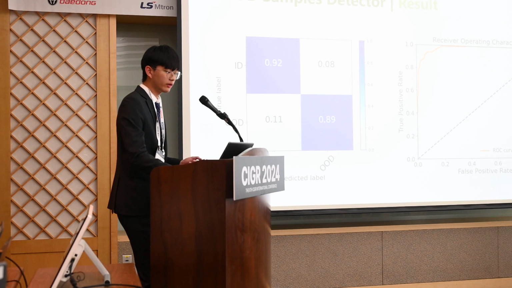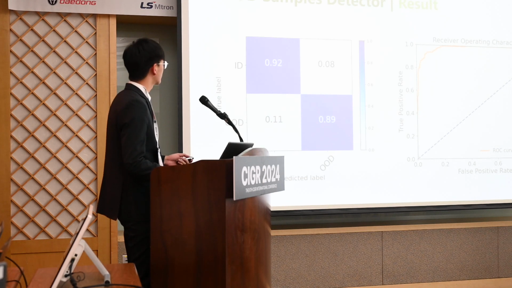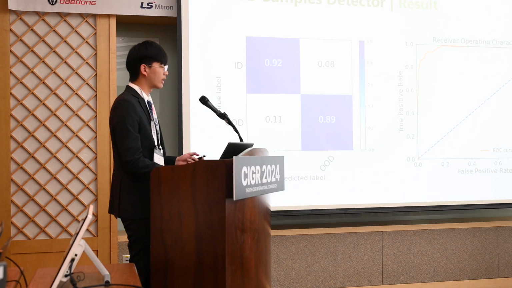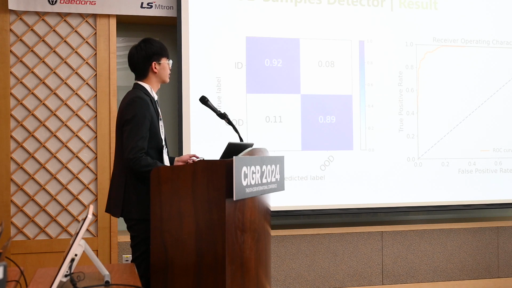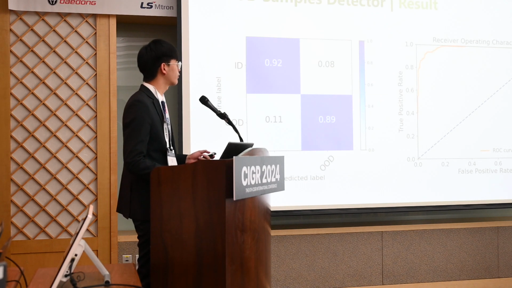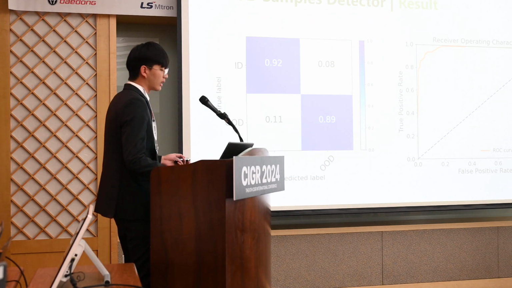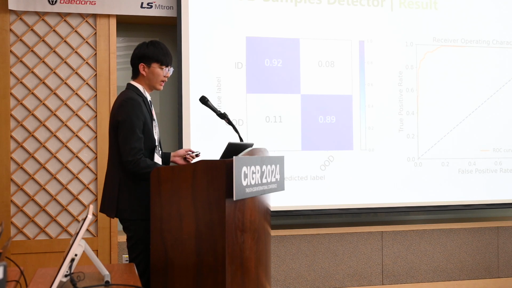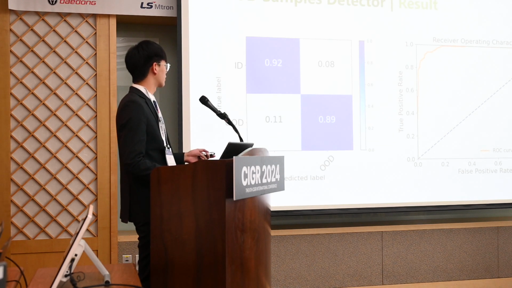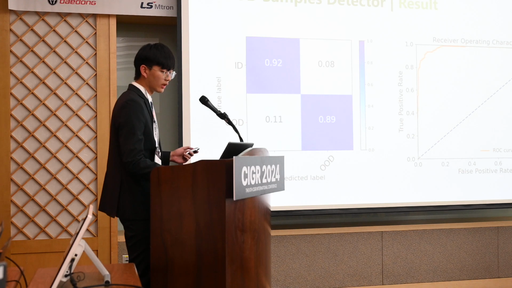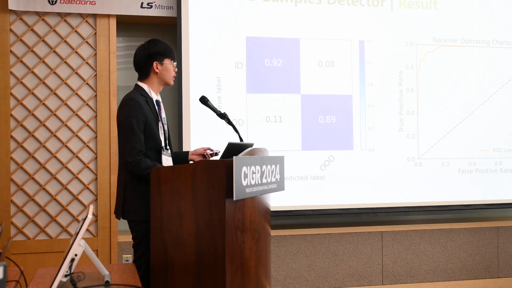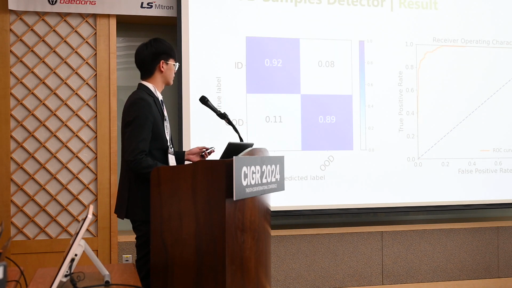And for the result of the OOD sample detector, the confusion matrix and the receiver operating characteristic, or ROC curve, are shown on the slides. And the overall accuracy reached over 90%, and achieved an AUROC of 0.98.